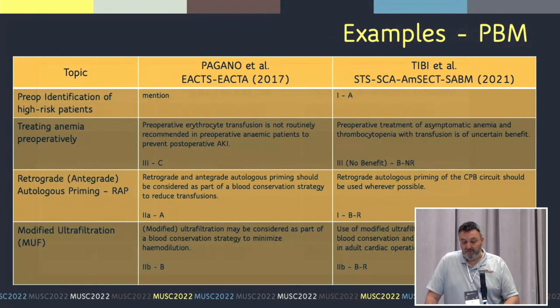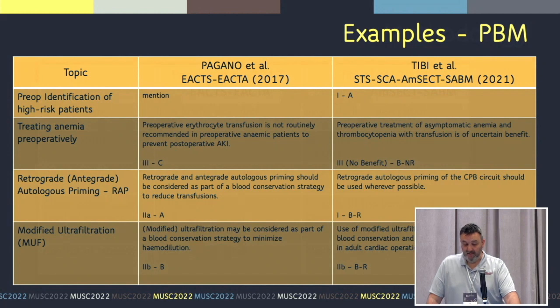For example, the preoperative identification of high-risk patients. We said, yeah, you should do that. You should really look at your patient, but we didn't give a recommendation. While TB and all gave this a high recommendation, something that you really should do, with a level A of evidence. That means that there's enough evidence, there are some randomized clinical trials that prove that you should do this.